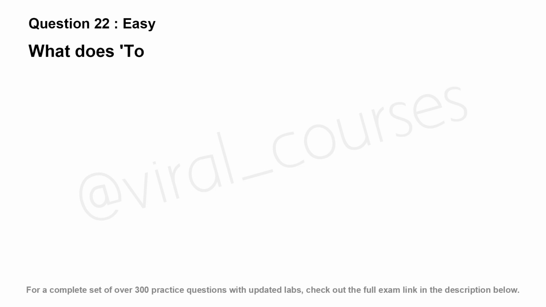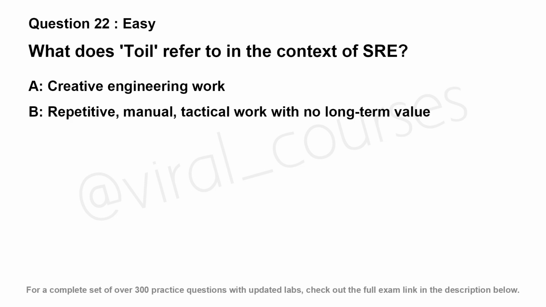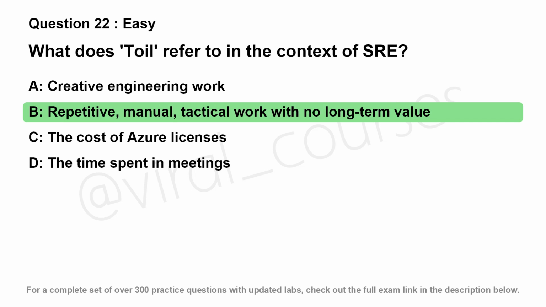What does toil refer to in the context of SRE? Option A, creative engineering work. Option B, repetitive, manual, tactical work with no long-term value. Option C, the cost of Azure licenses. Option D, the time spent in meetings. The correct answer is B.